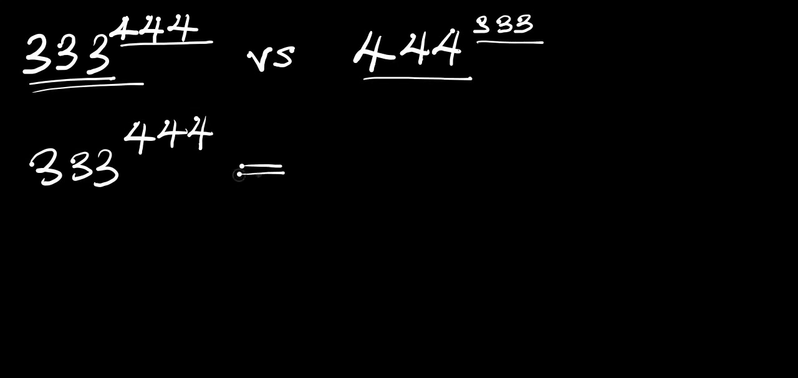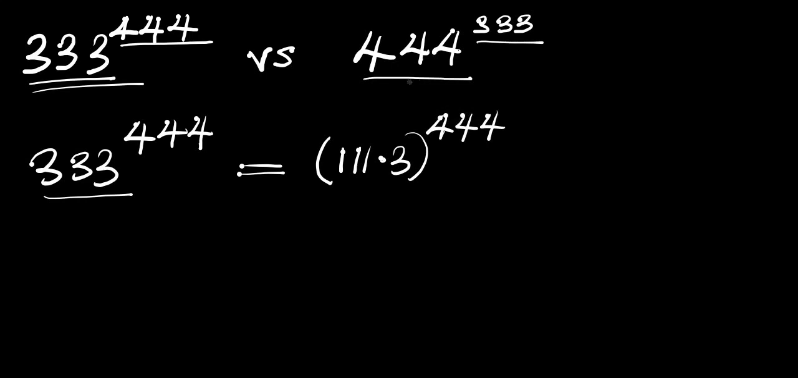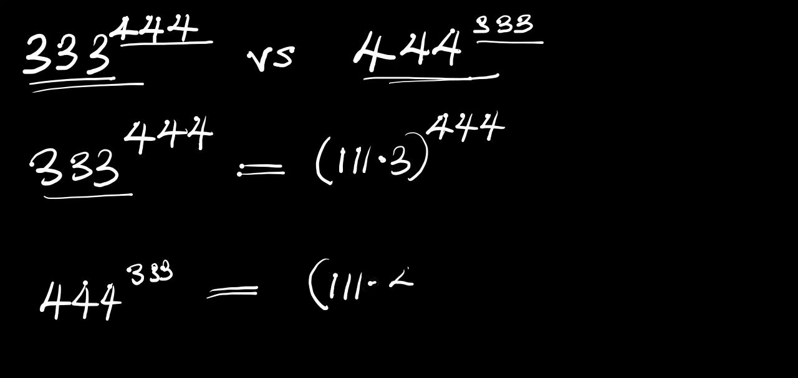And this equals, we can rewrite this as 111 times 3 raised to the power of 444. Now let's also copy this one here. We have 444 raised to the power of 333, and this equals, we do the same thing, 111 times 4 raised to the power of 333.